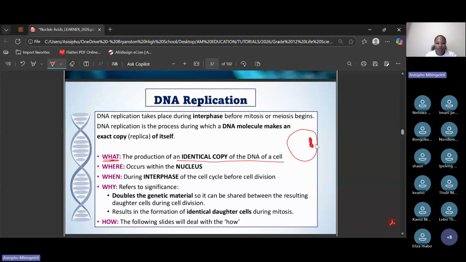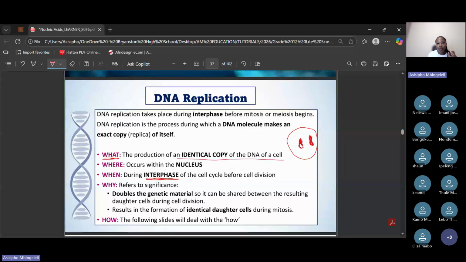They will ask you, when does this process take place? It takes place during a phase that is called interphase. There are different phases during the cell cycle: interphase, prophase, metaphase, anaphase, telophase. Those are the phases in mitosis. Then there are other phases in meiosis, but let's not stress about the others at the moment. It happens during this particular phase, whereby this DNA will make an exact copy of itself, which is another DNA in the same cell.